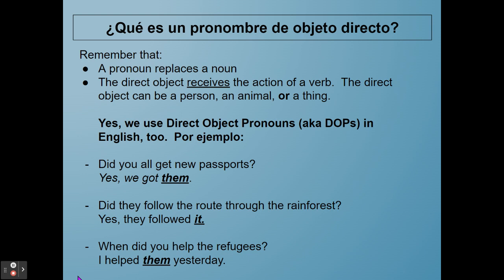We use it to keep from repeating ourselves because we don't want to say the same name a million times or the name of the same object a million times when we're speaking. We don't want to repeat ourselves that often. And once again, the direct object receives the action of the verb, and it can be a person, animal, or thing. And it is important to realize that we use direct object pronouns, and you'll hear me refer to them a lot as DOPs, in English too.